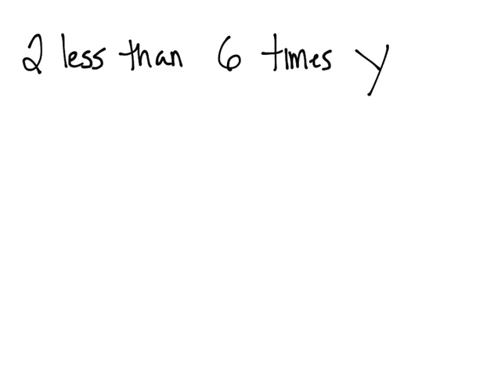Our next problem is 2 less than 6 times y. In this case, we're going to again refer back to PEMDAS. 2 less than 6 times y. We know from our words that less than means subtraction, and times represents multiplication. So we'll start by dealing with our multiplication. 6 times y can be represented as 6y.